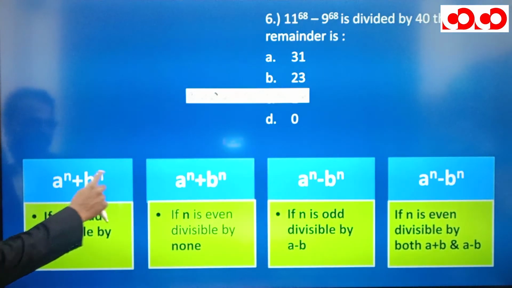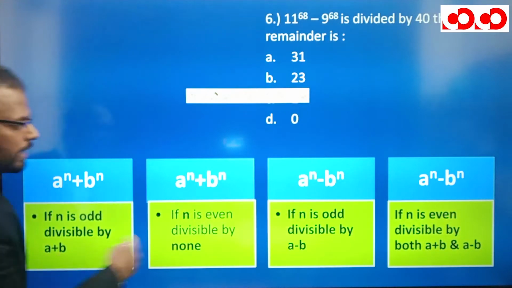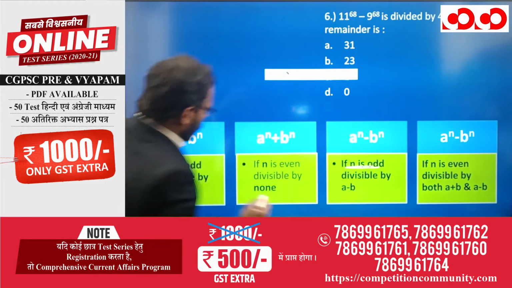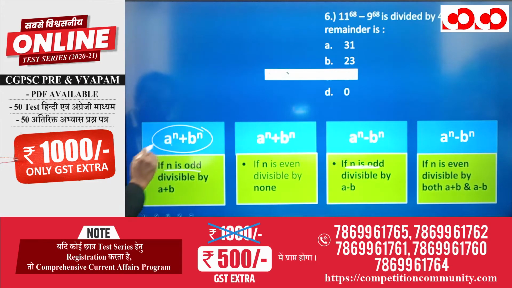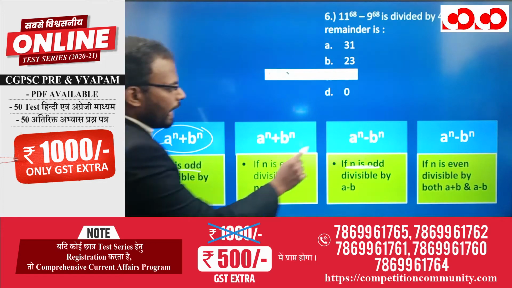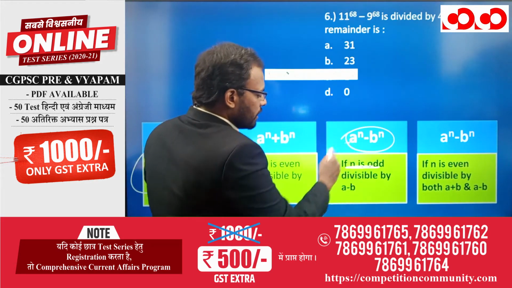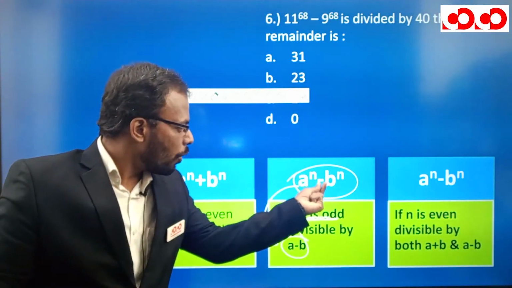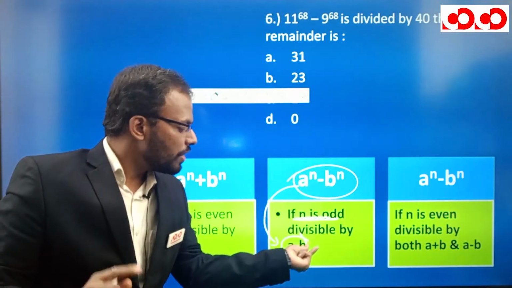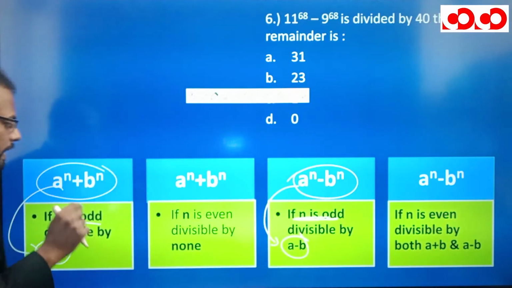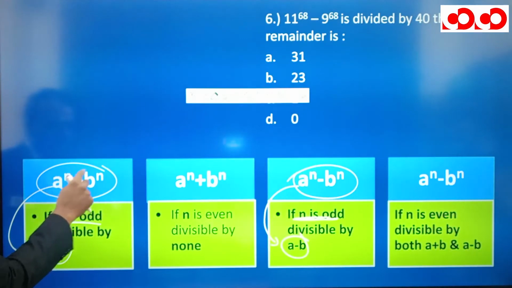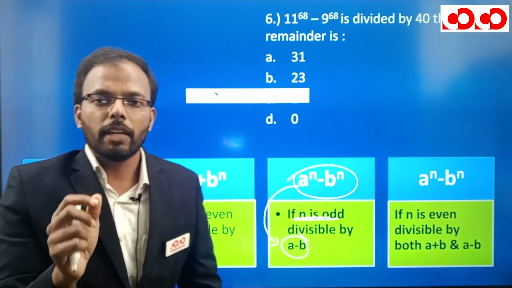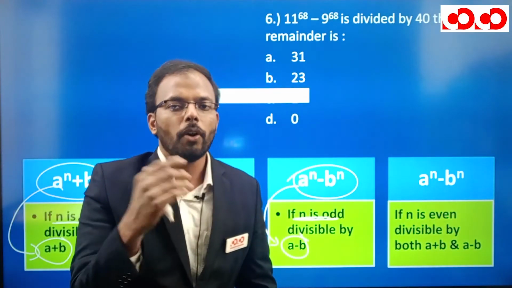a to the power n plus b to the power n, when n is odd, and the third one also, a to the power n minus b to the power n when n is odd. So when n is odd, the plus expression is divisible by a plus b, and when there is a minus, it is divisible by a minus b. I hope these two cases are clear to you. So the sign will remain the same. It will be divisible by only one thing, either a plus b or a minus b.